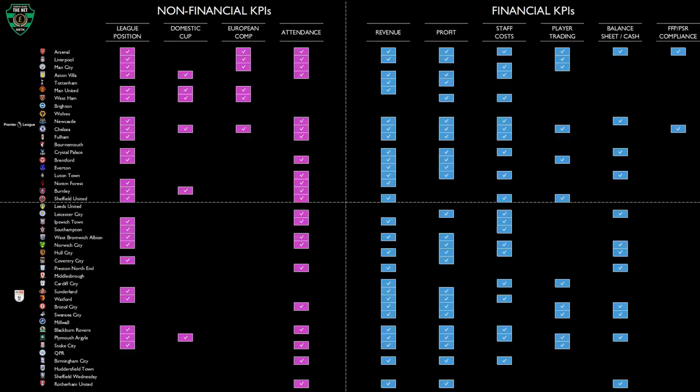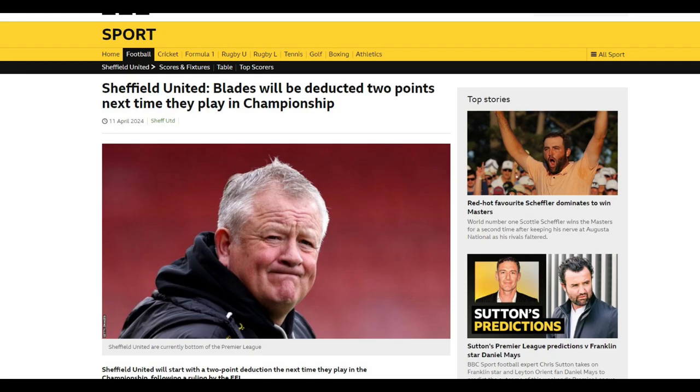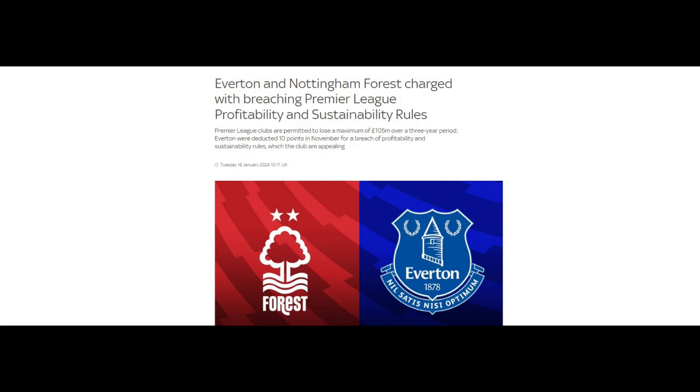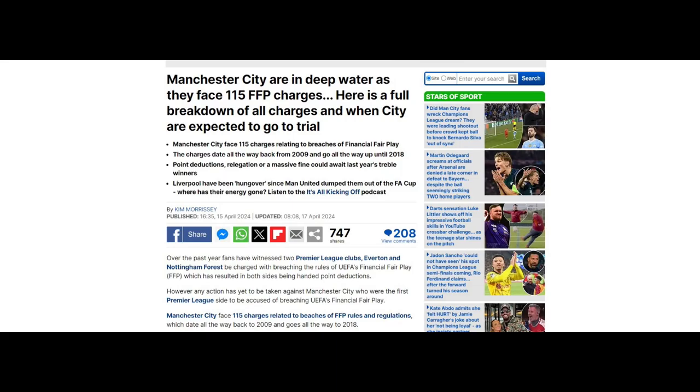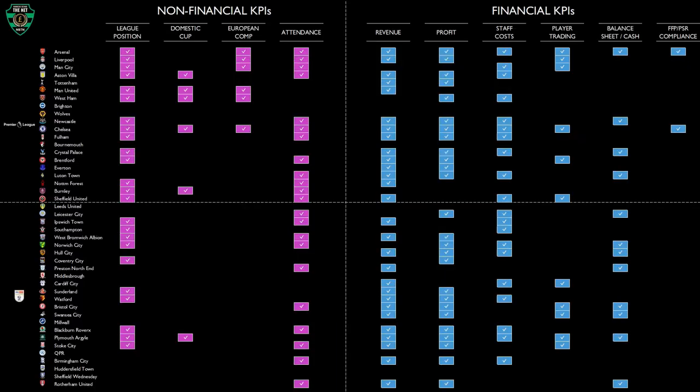Given over half the teams have identified league position and revenue as core KPIs, and the known risks of breaching the rules around financial fair play, perhaps it's time for some teams to revisit their metrics. But enough of these financials. Which clubs are thinking outside the box?